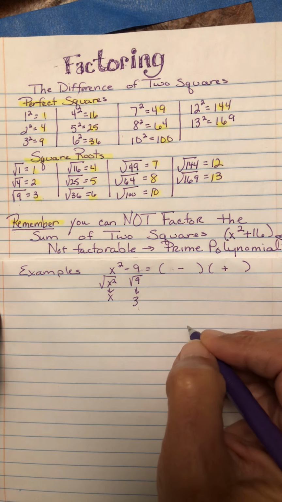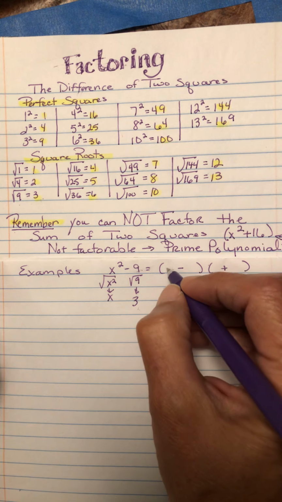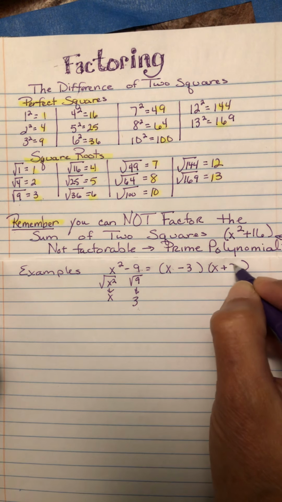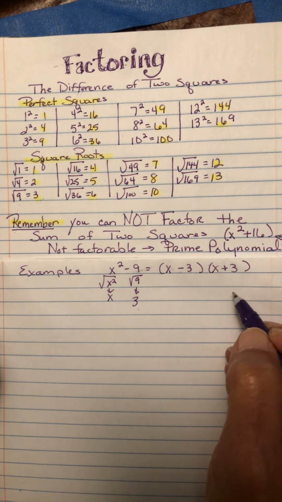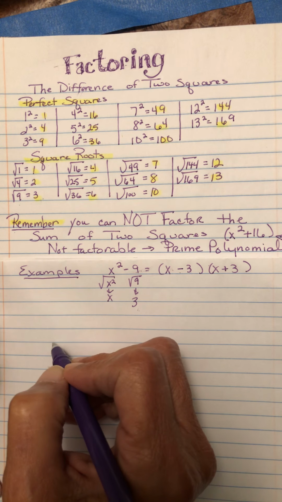And hopefully you all know these already. So now take these two numbers and letters and place them here in this pattern. x minus 3, x plus 3. It's always the same pattern. So let's try a few more of these.